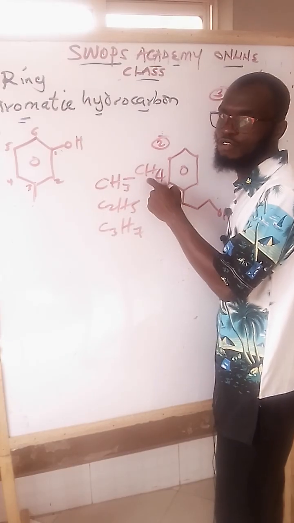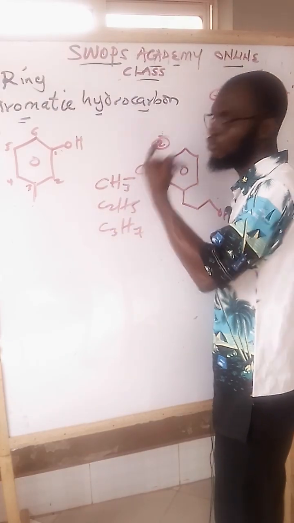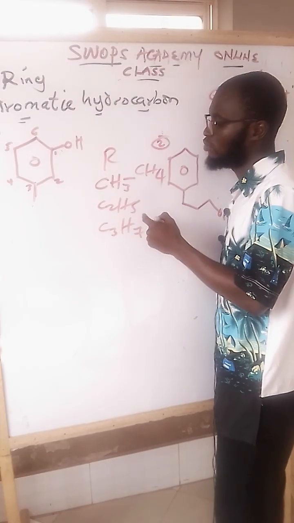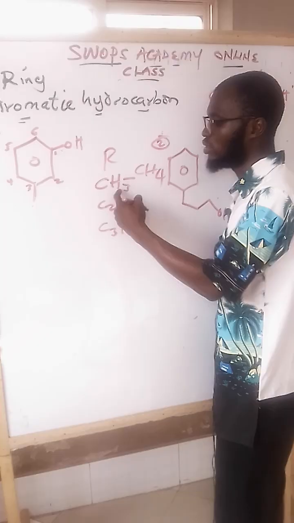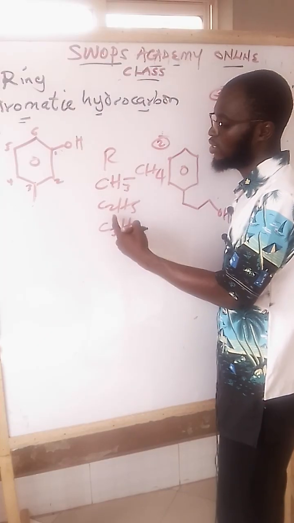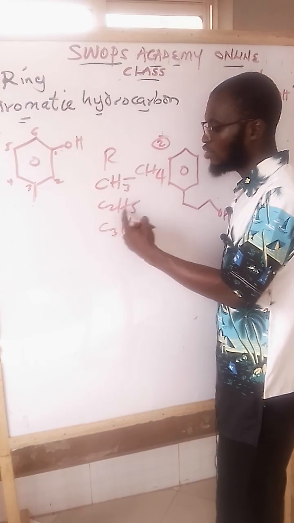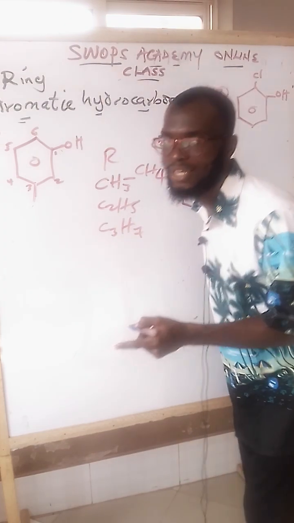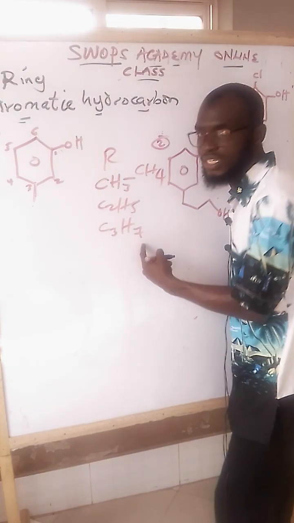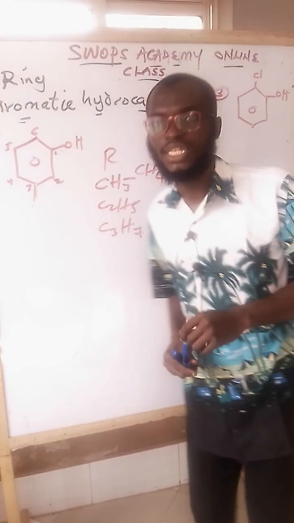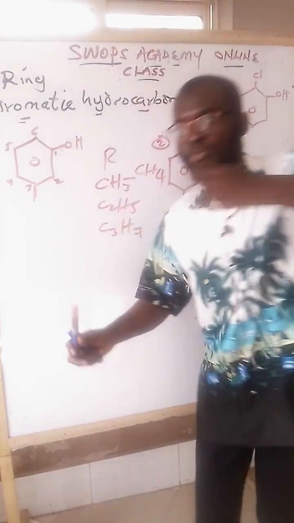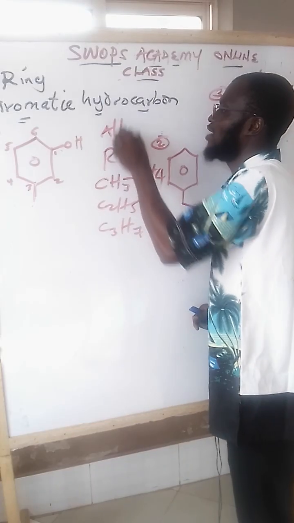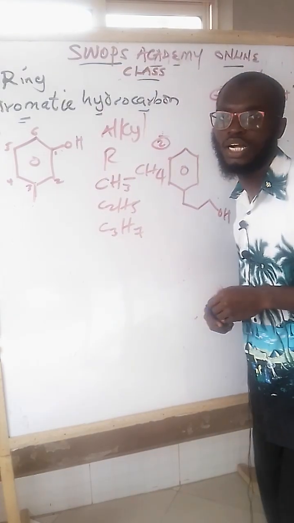This is methane, then we remove one hydrogen, which gives methyl. R is the symbol. Methyl is 1 carbon with 3 hydrogen atoms. This is 2 carbon with how many hydrogen atoms? 5. Ethyl. Then this is C3H7. It's supposed to be C3H8, propane, but we remove one. When you remove one, we classify that into alkyl group under aliphatic hydrocarbon.